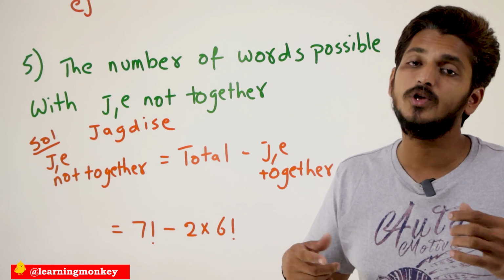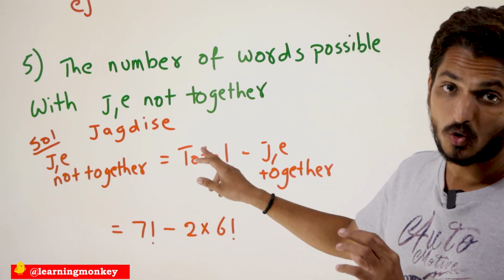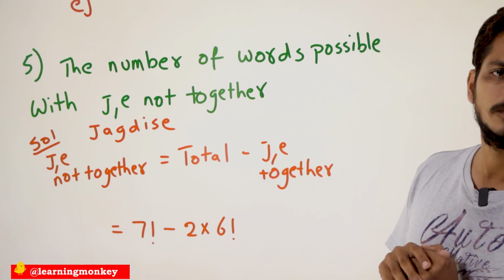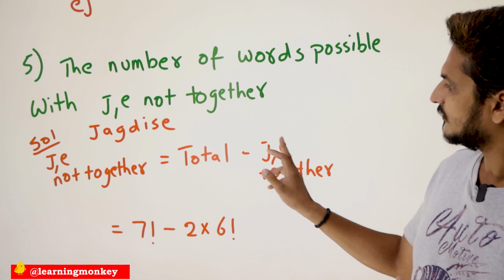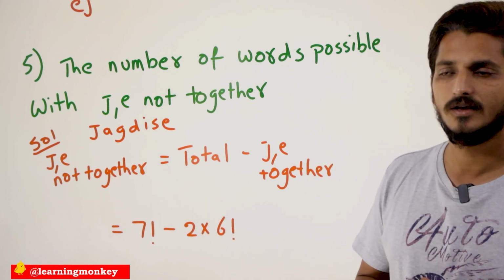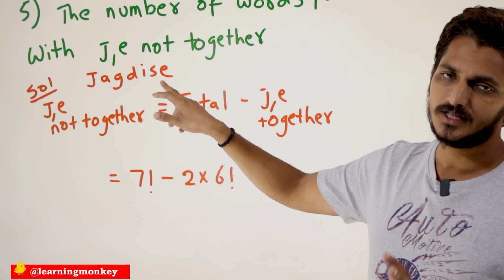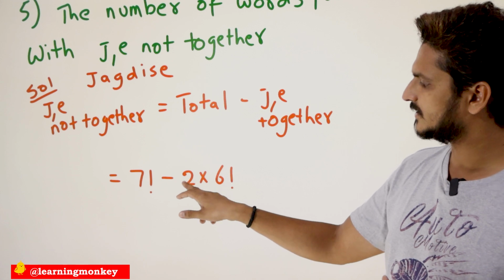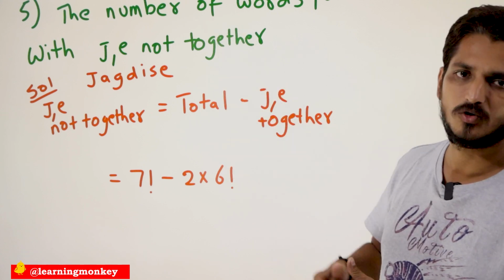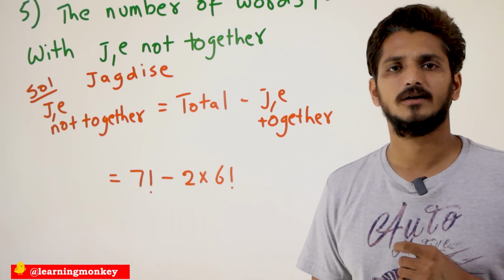In this type of situation, we go with the complement method. So J, E not together means total possible words minus J, E together words. If you subtract from the total, the value you get is J, E not together. So in total, how many characters are there? 7 characters filled in 7 positions, 7 factorial ways, minus J, E together, which means 2 multiplied by 6 factorial, the above question. So this is the value where J, E are not together.